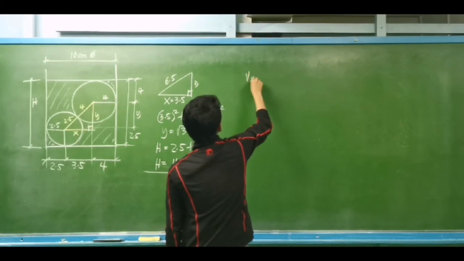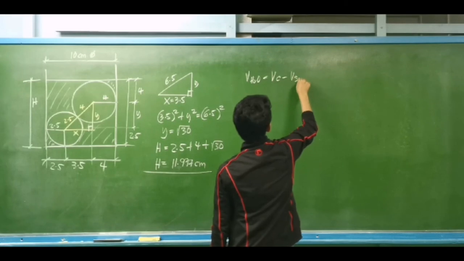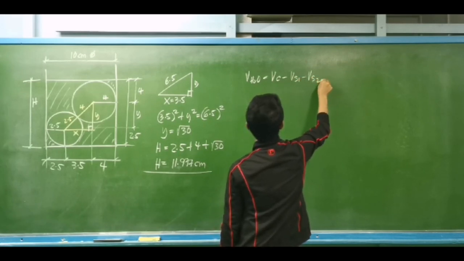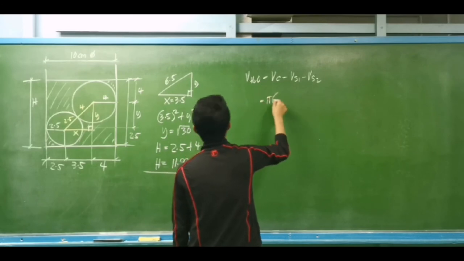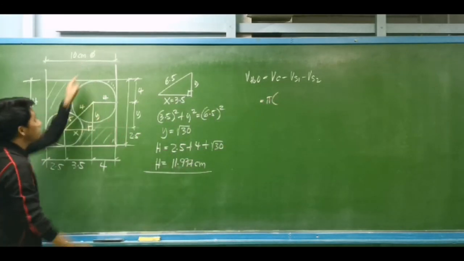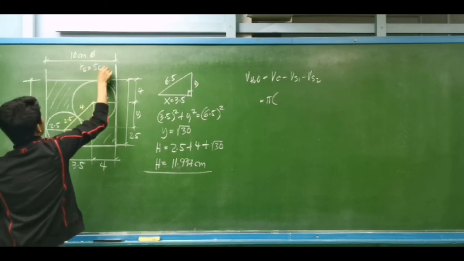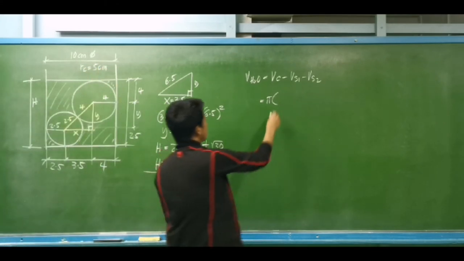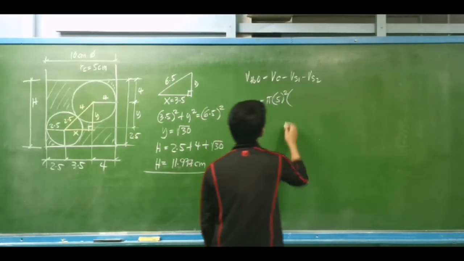The volume of water is equal to volume ng cylinder minus volume ng sphere number 1 minus volume ng sphere number 2. Ano yung total volume ng cylinder? That is pi. Kung may diameter na 10, ano yung kanyang radius? That is equal to 5 cm. So that is pi times 5 squared. Ano yung total height na malalagyan ng tubig?